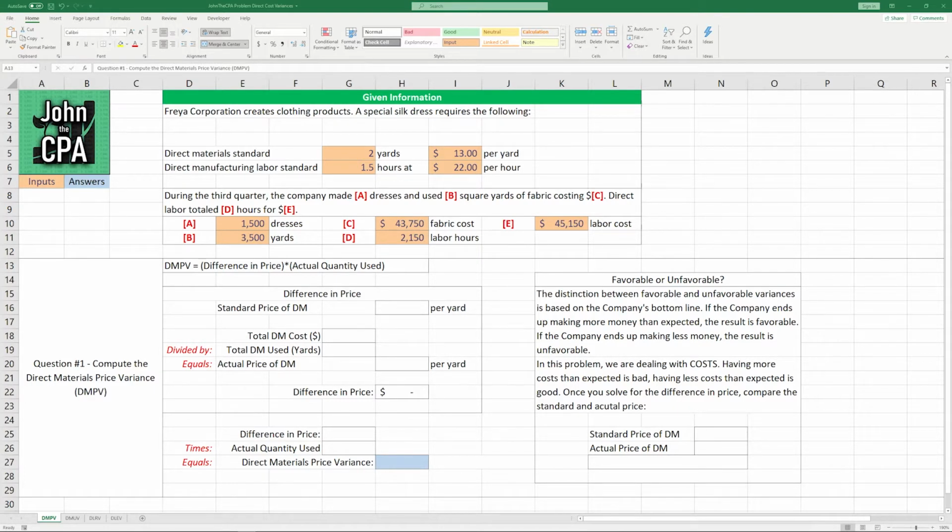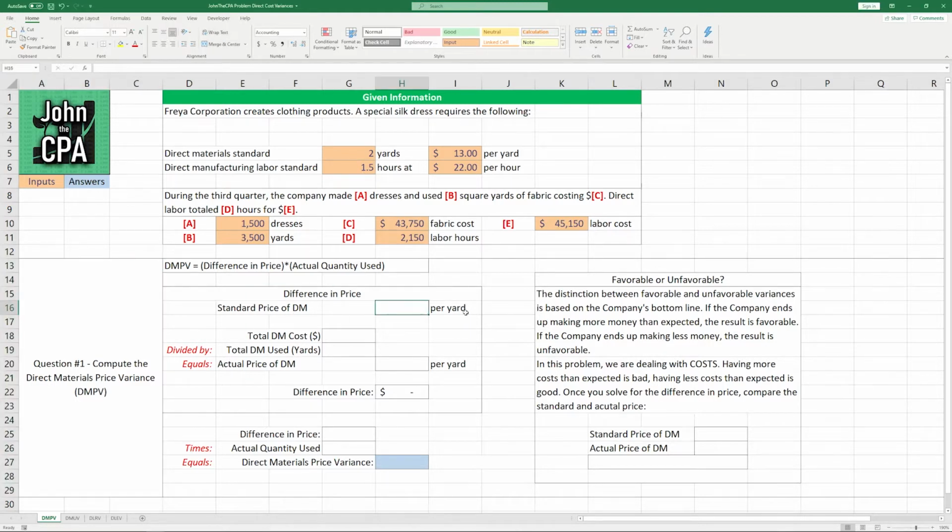Now let's start out here with question number 1. Compute the direct materials price variance. Now each of the variances we're going to solve for today has a difference component. It's going to be the difference in price or the difference in quantity used. In this case, we're going to calculate the price variance, and that's going to be the difference between the standard price and the actual price. And then we're going to quantify it using the actual quantity of materials used. So let's calculate that right now.